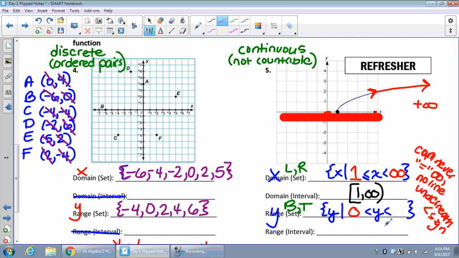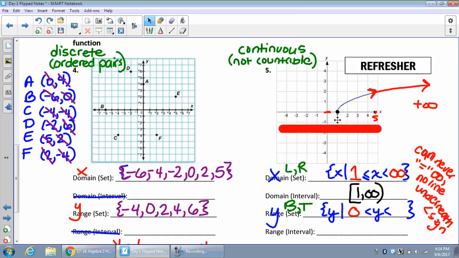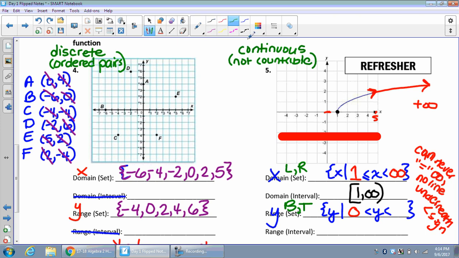Some of us might be saying, but wait, that's not 0, that's 1. But remember, 1, if I move my pencil out of the way for a second, ask yourself, which axis is 1 at? 1 is on the x-axis. Another way of looking at it, if I wrote this as an ordered pair, that's 1, 0. Remember, for the range, we are looking at y values. The y value here is 0.